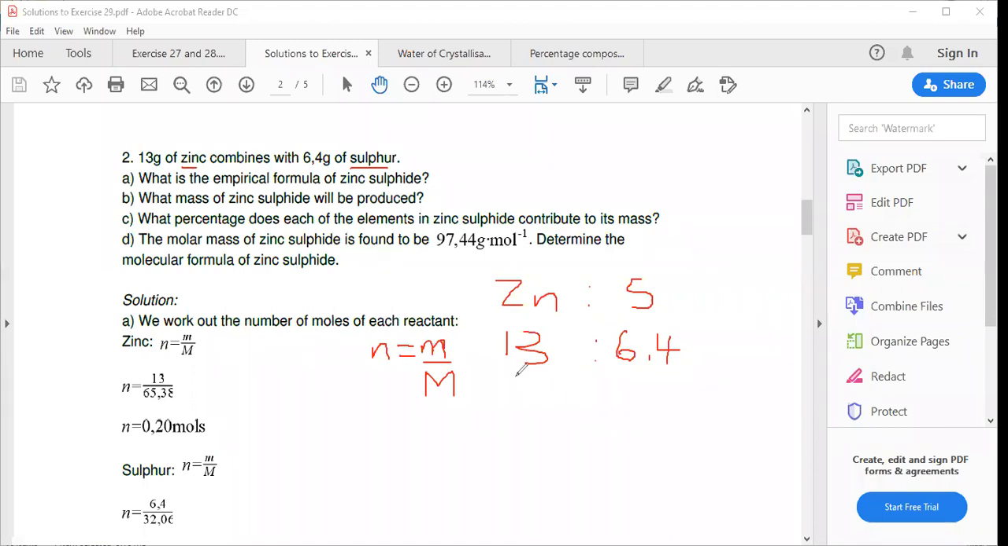Molar mass for zinc, if you check on the periodic table, I need to open a periodic table here. Let me just open a periodic table quickly so that we understand what we're talking about, because there are people who might be in the dark here.